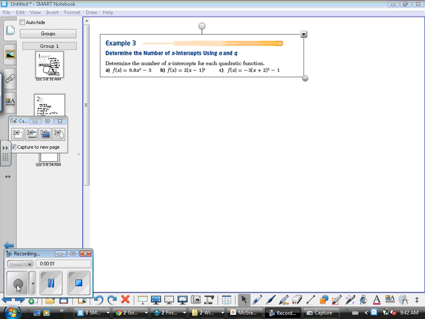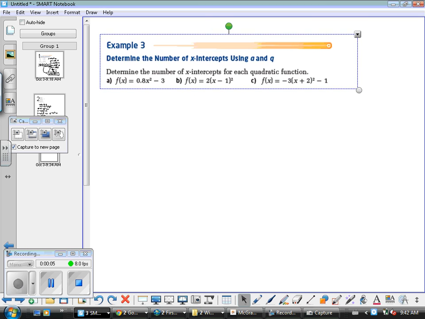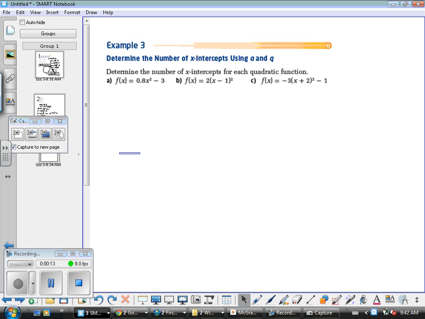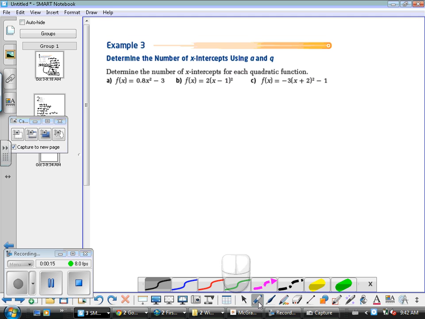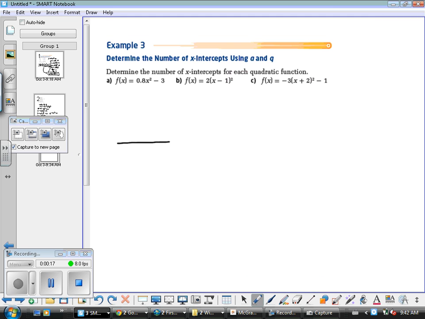Okay, another thing that you can determine fairly quickly just by looking at the graph or the equation of a quadratic function is whether it's going to have 0 intercepts, 1 intercept, or 2 intercepts. Those are the three options for a quadratic function. So just to show you, how do we have 0 intercepts?